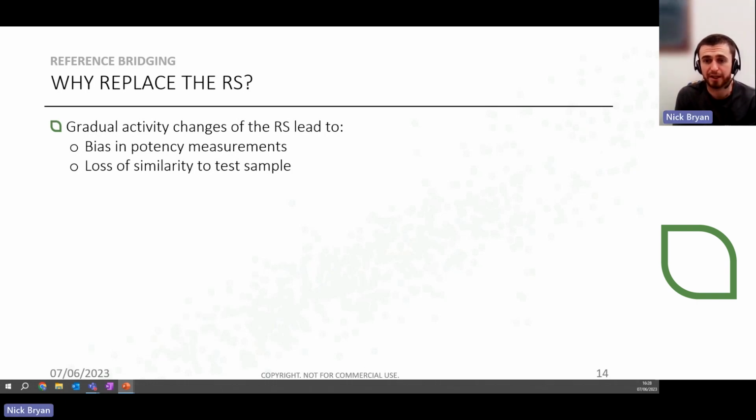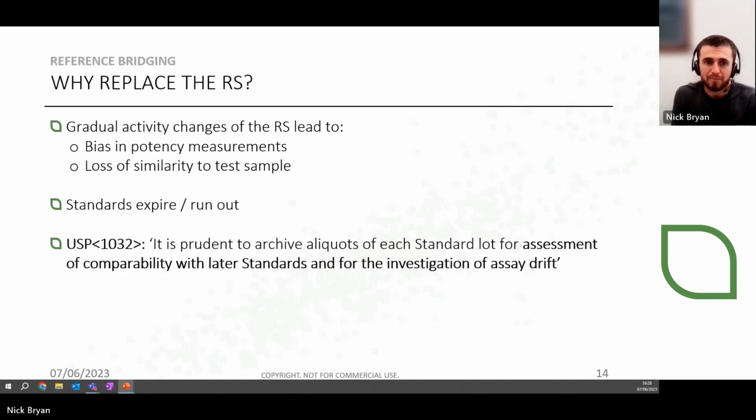Or we might even just run out of our reference standard itself. The material isn't going to last forever. So the USP specifically comment on this, and they say that it's important to think about this in advance and to archive aliquots of our reference standard batch, our primary reference standard, so that we can assess comparability with later standards down the line, and also investigate assay drift.